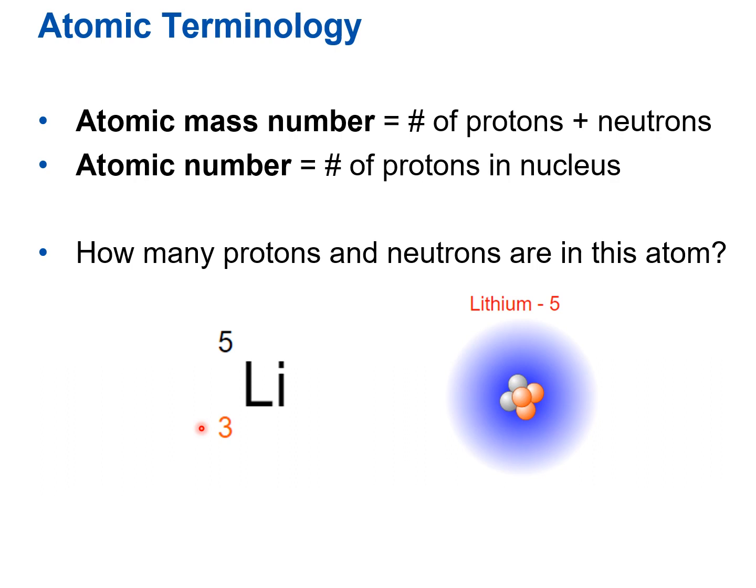And then you look at the 5, and we want to know how many neutrons. Well, remember, it's the protons plus the neutrons that gives the atomic mass number. So we're going to take this 5, subtract the 3, and that tells us that there are 2 neutrons. So 3 protons plus 2 neutrons gives us the total of 5. And there's a picture of it there, lithium 5.